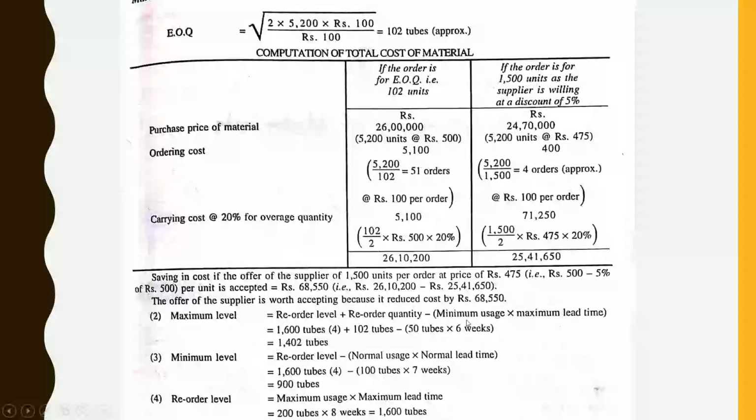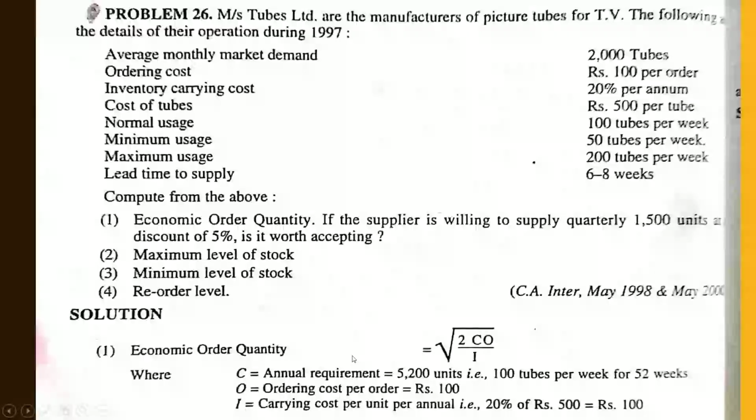So reordering level should be calculated. So first reordering level: maximum usage into maximum lead time. So 200 tubes into 8, it is given. So 1,600 units. Minimum level: reorder level minus normal usage into normal lead time. So normal usage is given, normal lead time is not given, so that means average of this, 6 plus 8 divided by 2.